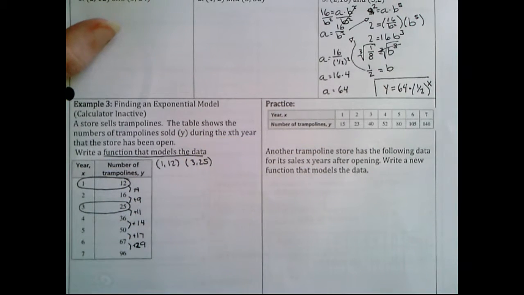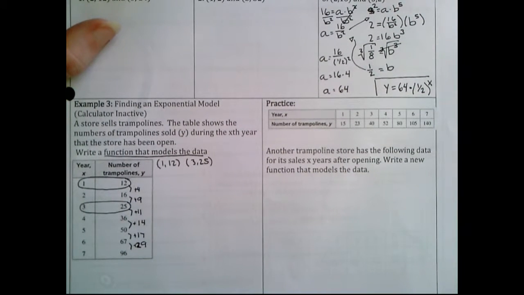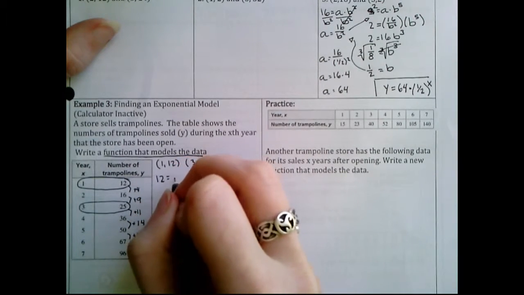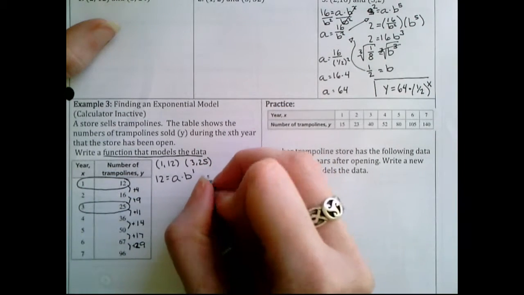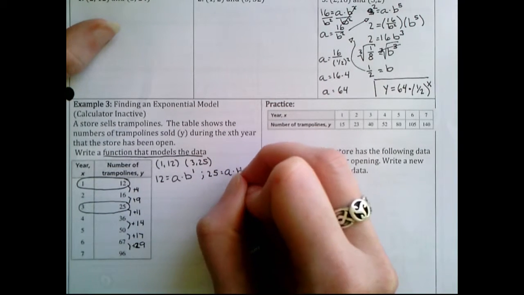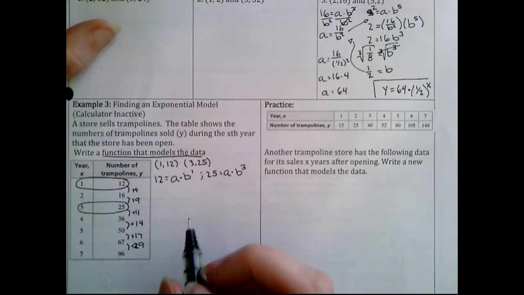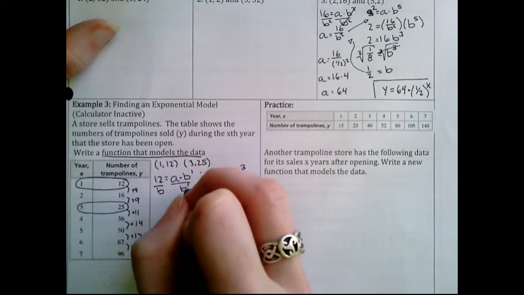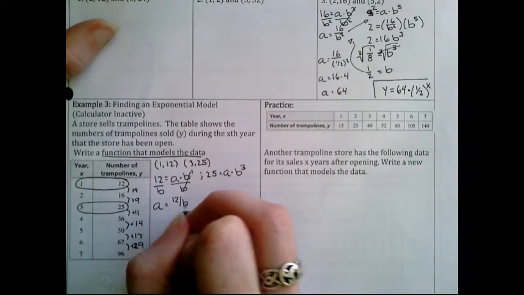I'm going to make my equations. My first equation is going to look like 12 equals A times B to the first power. My second equation will be 25 equals A times B cubed. Once I'm here, I want to solve for my A first. Divide by B on both sides, that cancels. A is equal to 12 over B.